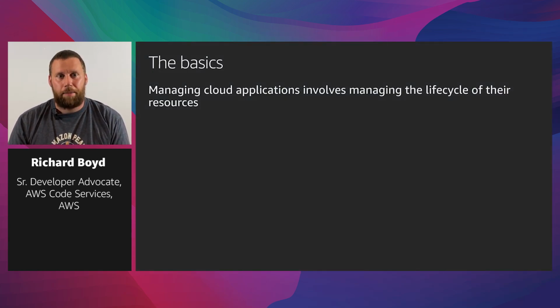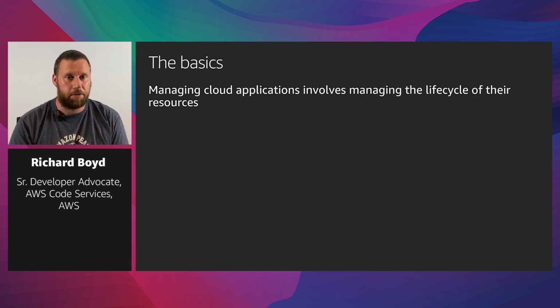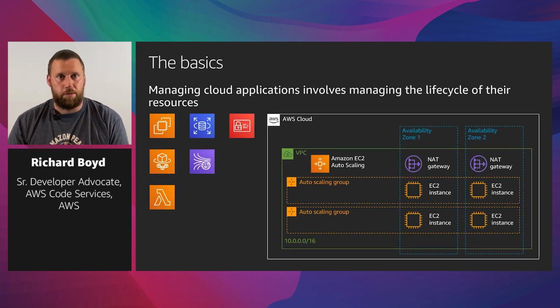So when you're managing cloud applications, that involves managing the lifecycle of these resources. By lifecycle, we're talking about creating, updating, deleting these resources. The stability of your workloads often depends on the proper management of these application resource lifecycles. When we talk about resources, we're referring to compute resources such as EC2 instances, Fargate clusters, Lambda functions, RDS databases, Kinesis streams, basically anything that you could build inside of AWS could be modeled as a resource.